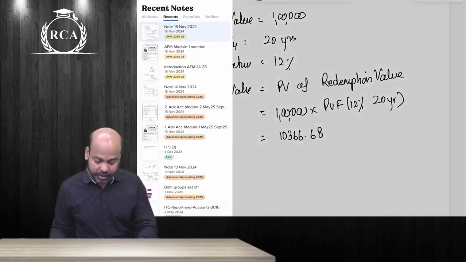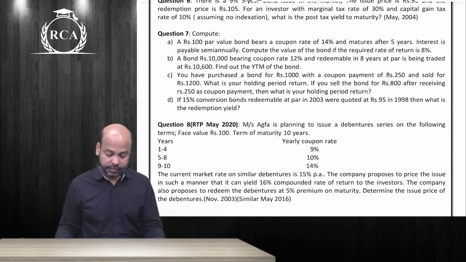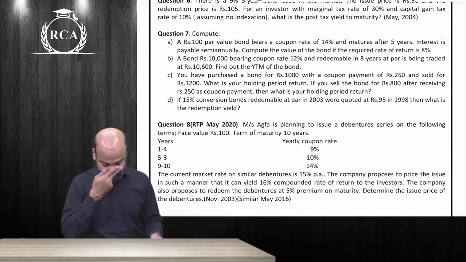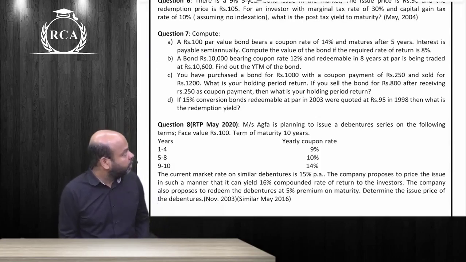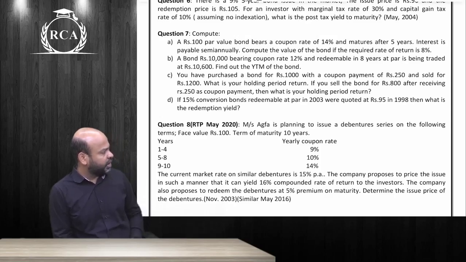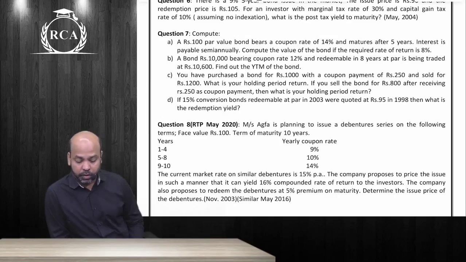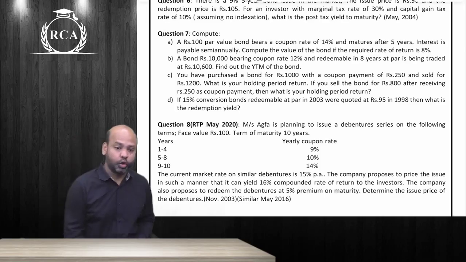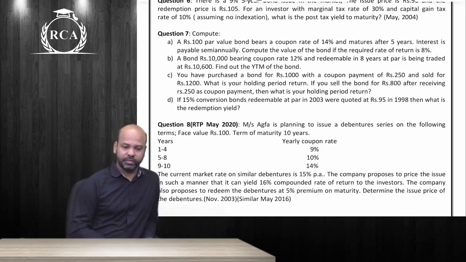Question number 7 beta, next. A rupee 100 par value bond bears a coupon rate of 14% and matures after 5 years. Interest is payable semi-annually. Compute the value of the bond if the required rate of return is 8%. You will have to take semi-annual coupon payment. You will have to divide the discounting rate by 2. It is 8%, that means it will be 4% for every 6 months. By default, the discounting rate is per annum. Divide by 2, you will get 4%, guys, for every 6 months.